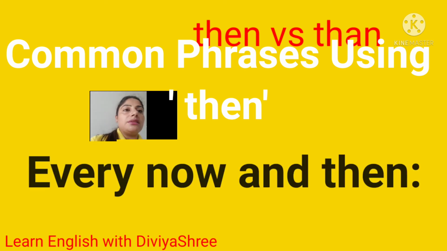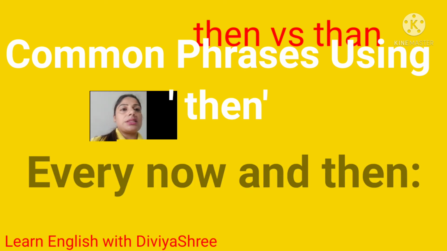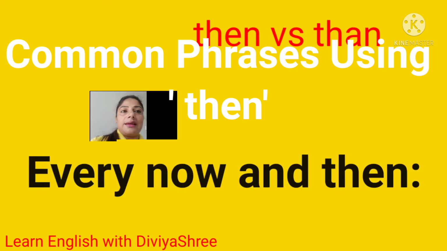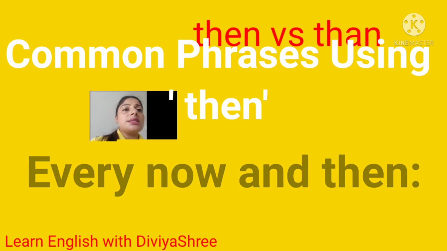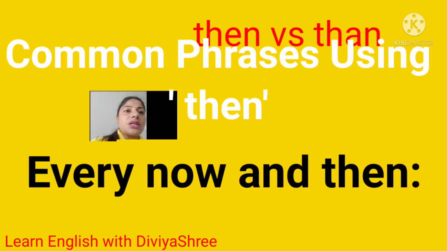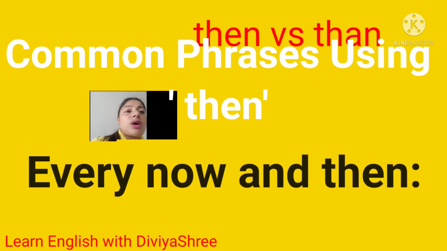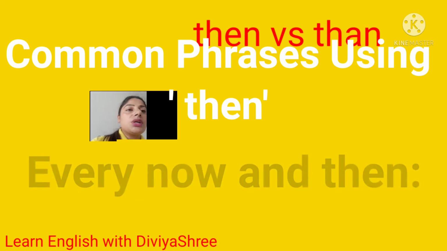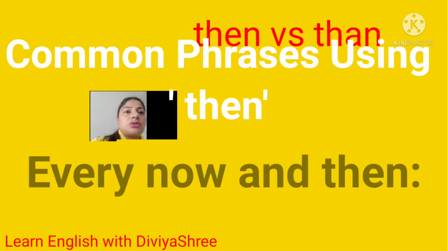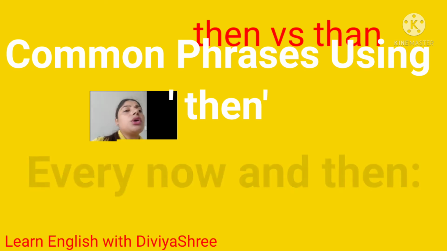So how you can use it in a phrase, you can use it in spoken English, every now and then. If someone is doing something, you can say every now and then he's doing like this. So what does it mean? It means that something occurs sometimes but not very often.